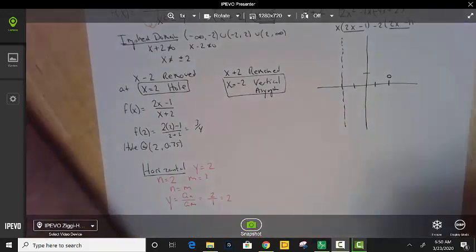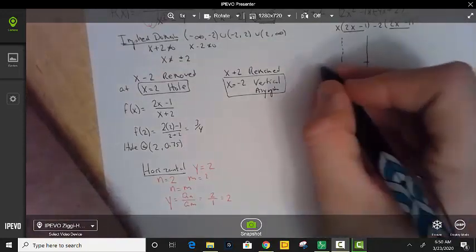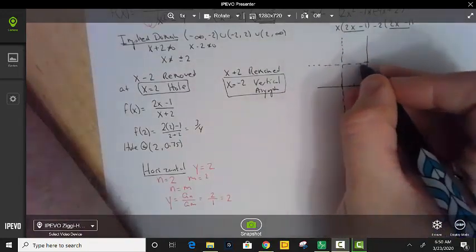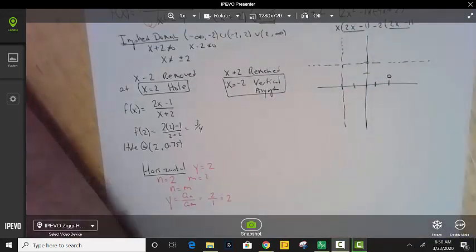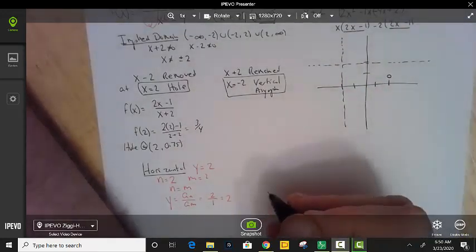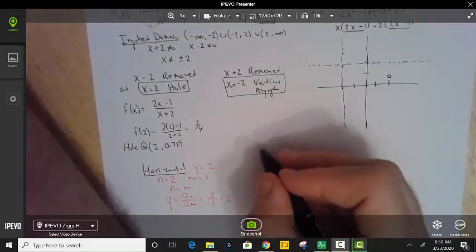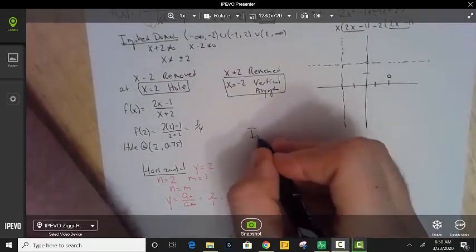So what we're going to now do is go to our graph, and at 2 on the y-axis, we're going to add a horizontal asymptote. Okay. So then from here, we're going to find the intercepts.